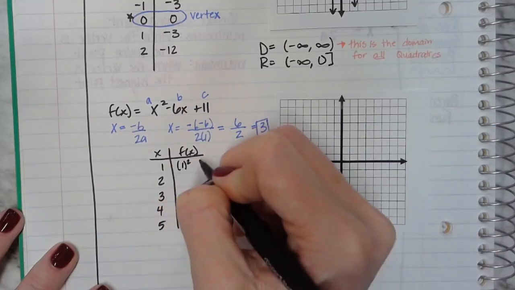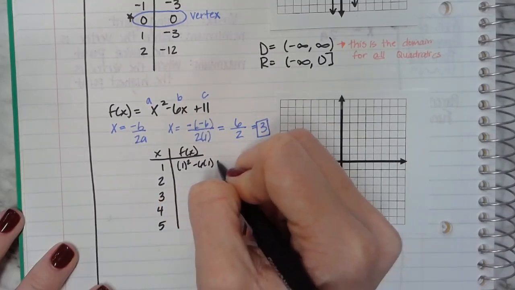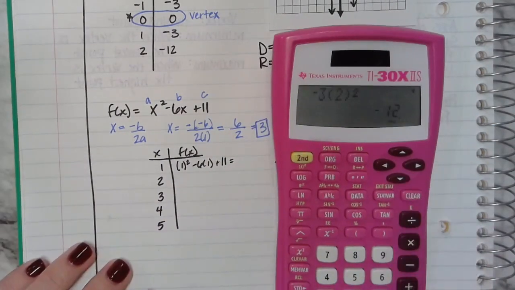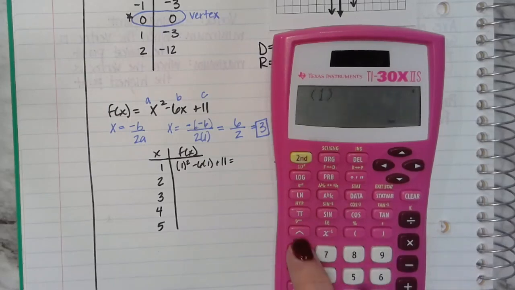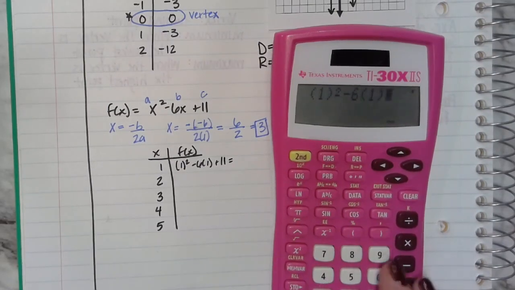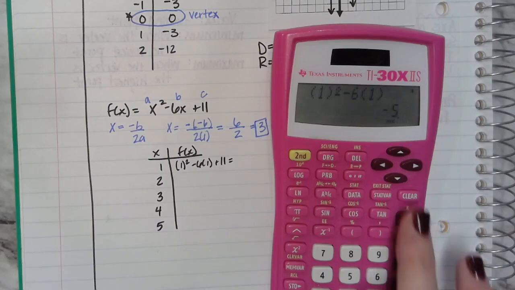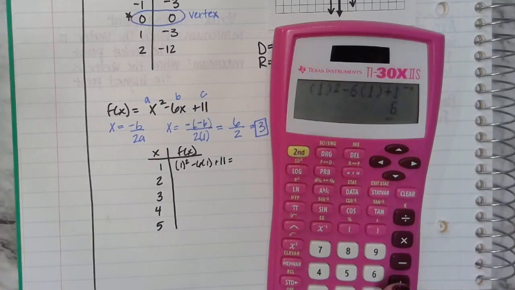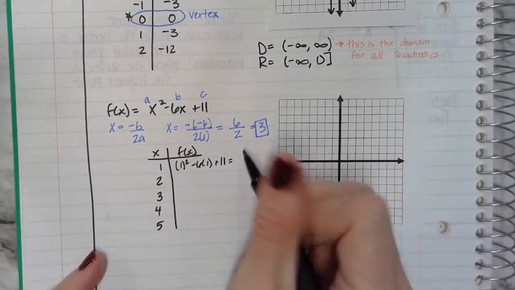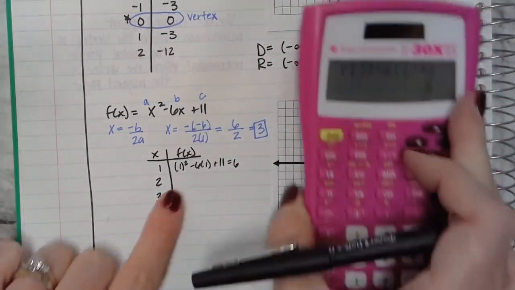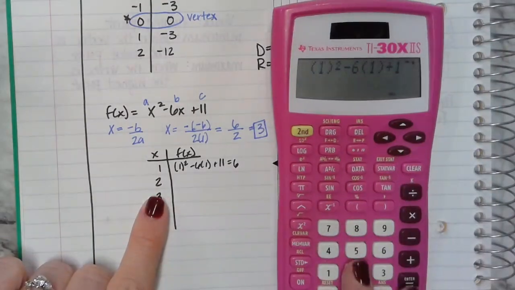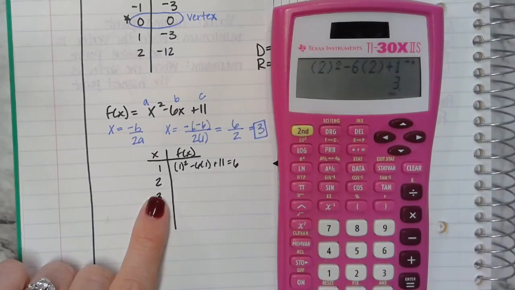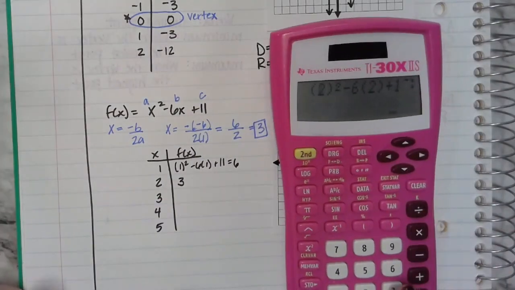So 1 squared minus 6 times 1 plus 11 equals. I'm going to let that calculator do the work for me. 1 squared minus 6 times 1 plus 11. And we get 6. Now at this point, I'm not going to rewrite everything. I'm just going to retype in my calculator and replace all the 1s with a 2. And we get 3.